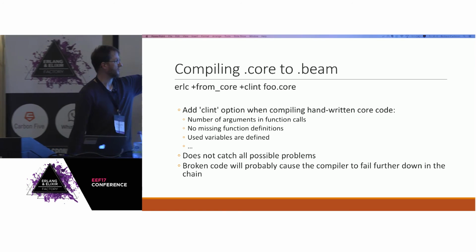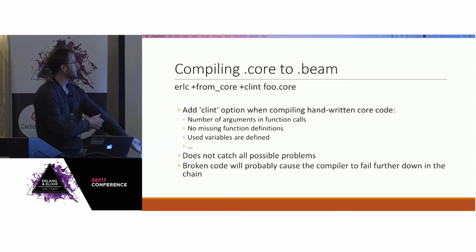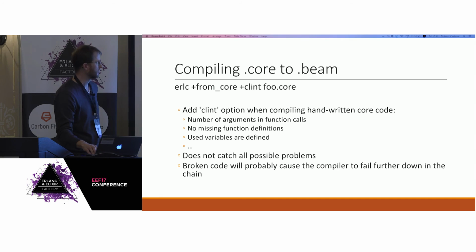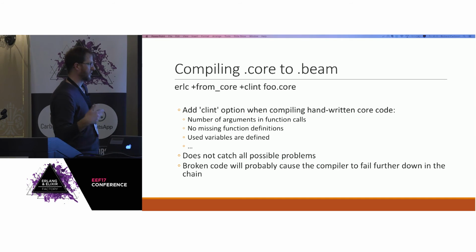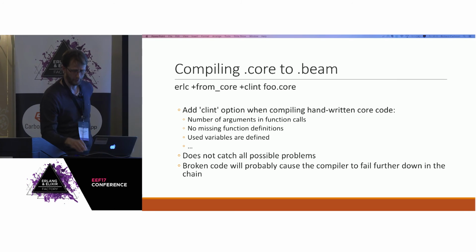It's a good idea to add the clint option, not clint, I guess. Because then you'll get some safety checking if you've done some handwritten core code or generated core code. But it doesn't catch all possible problems, and if you've generated broken core code, that'll probably cause the compiler to fail somewhere further down.